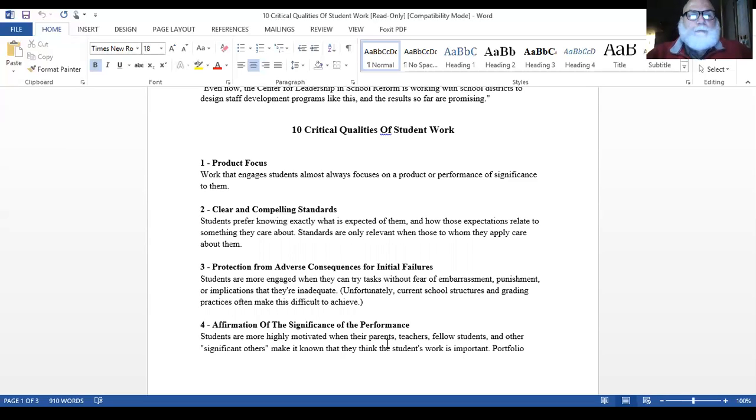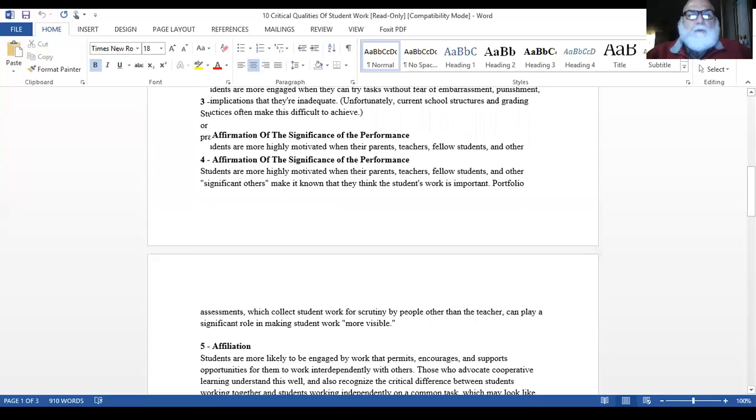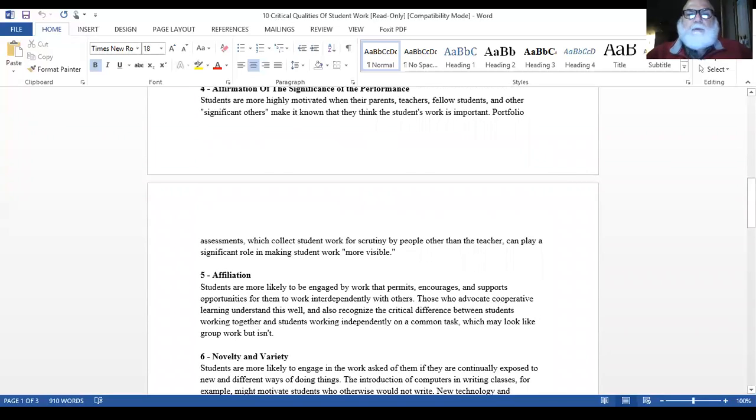That's important. Affirmation of the significance of the performance. Students are more highly motivated when significant others known to them think that the student's work is important. Portfolio assessments, which collect student work for people other than the teacher, can play a significant role in making student work more visible, just like with you folks. Yes, it goes to your teacher, and yes, it goes to your evaluators at Gardner Webb, but yes, it goes to the State Department for the affirmation that it is good work and that it's worthy of you being granted a license to practice in school administration in the state.